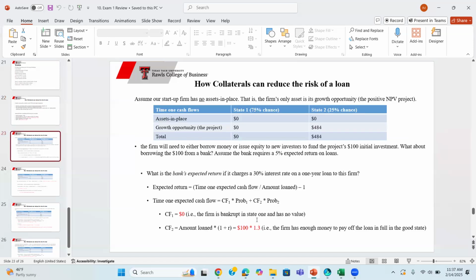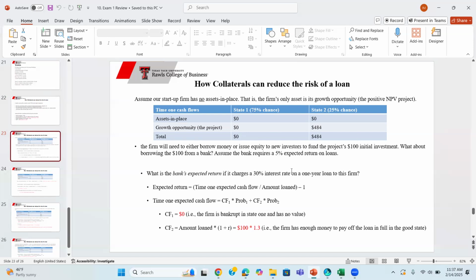All right. So now let's go to a more advanced way. The asset in place is 0 for state one, the 75% chance, and there is a 25% chance for state two. The growth opportunity of the project is 0, and after 1 year there is 484, and there is 484 for the total. We have already done this in the previous one.